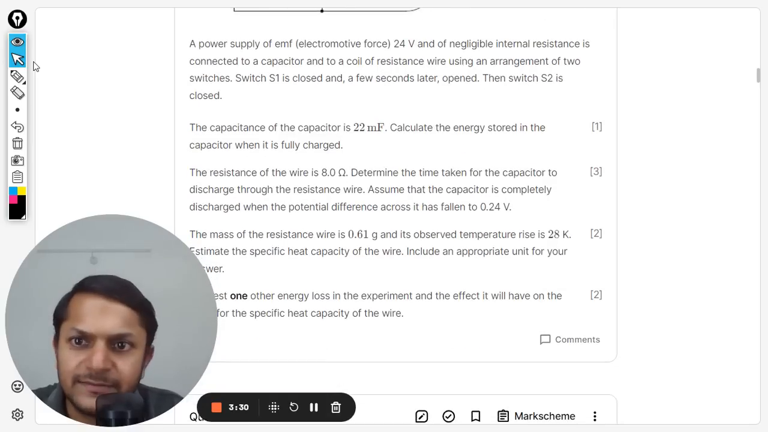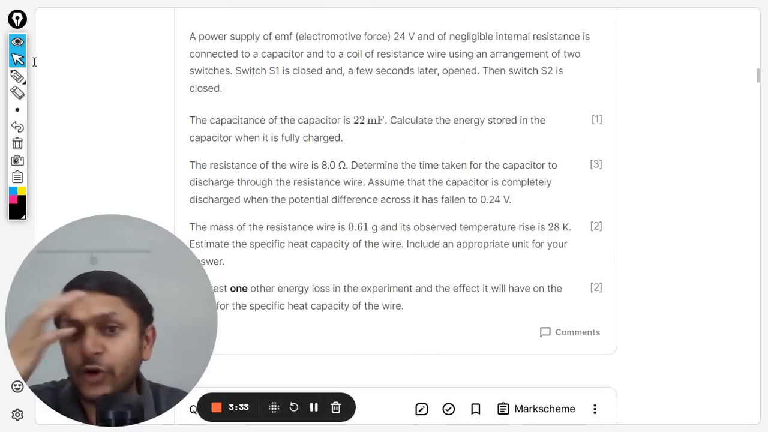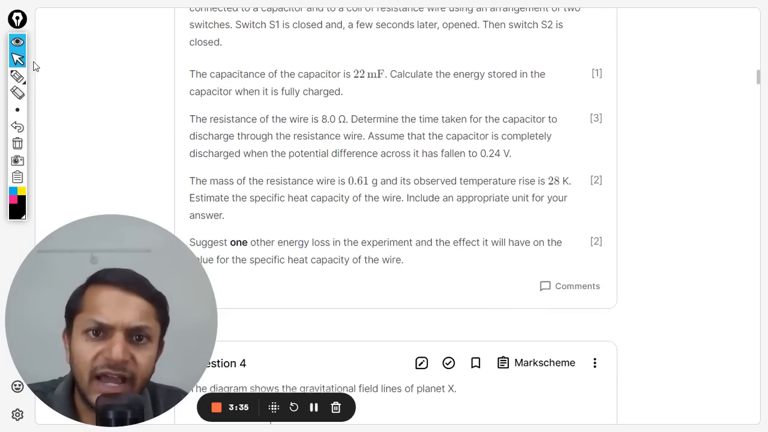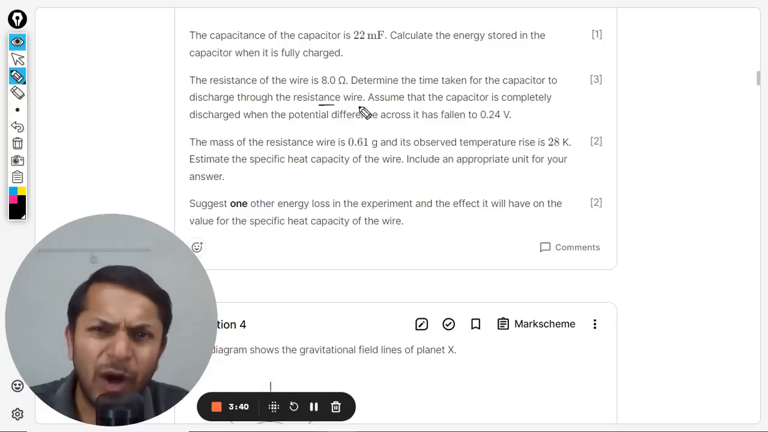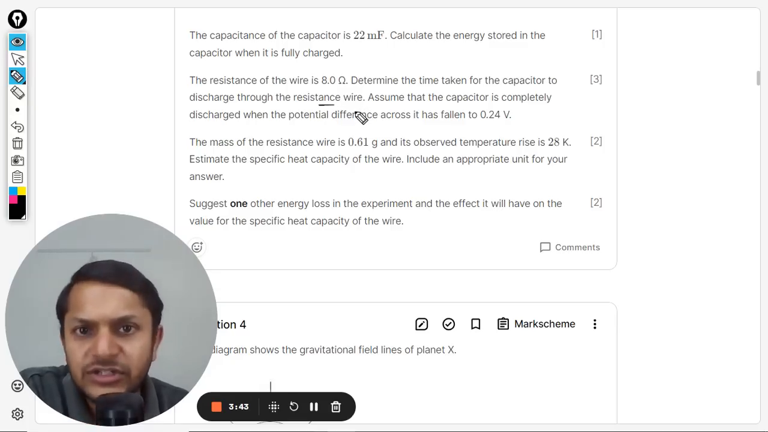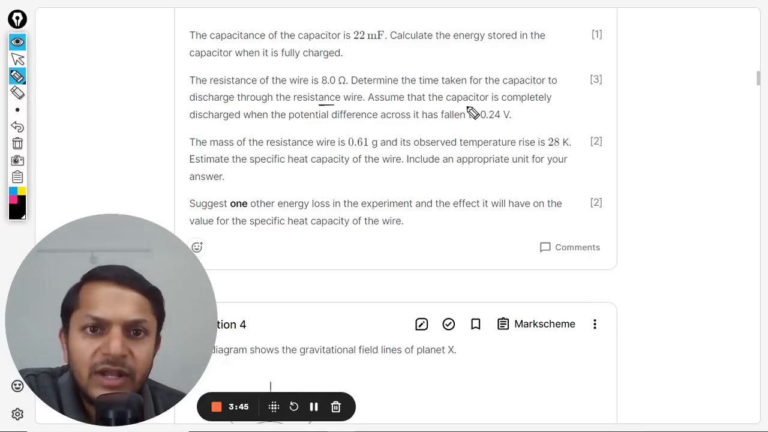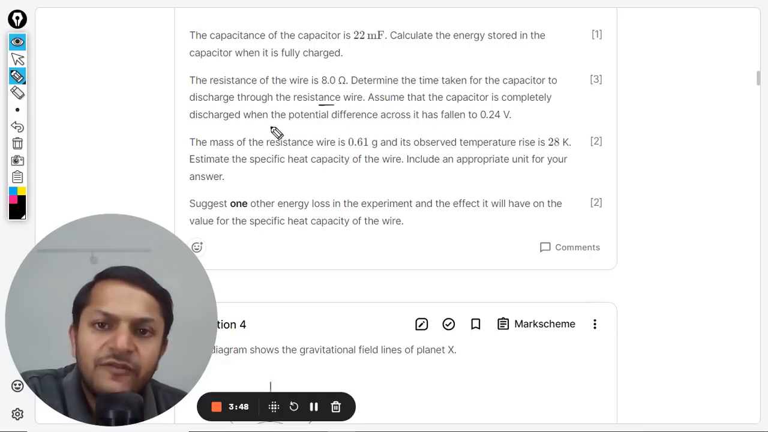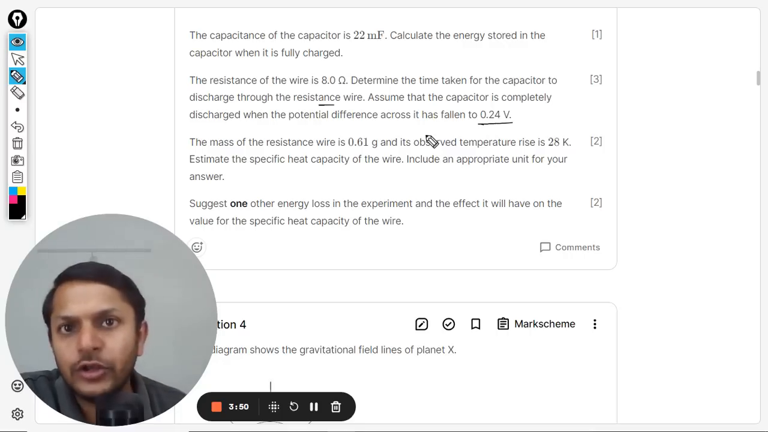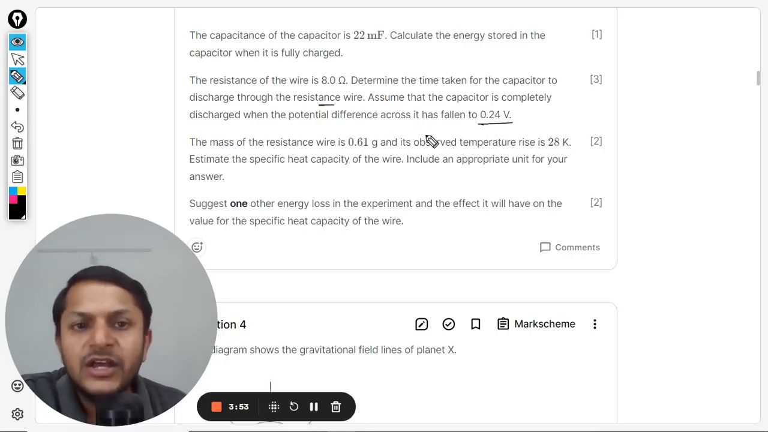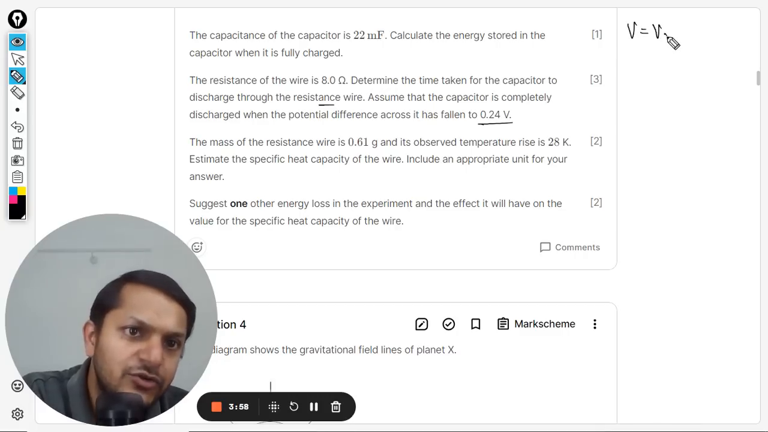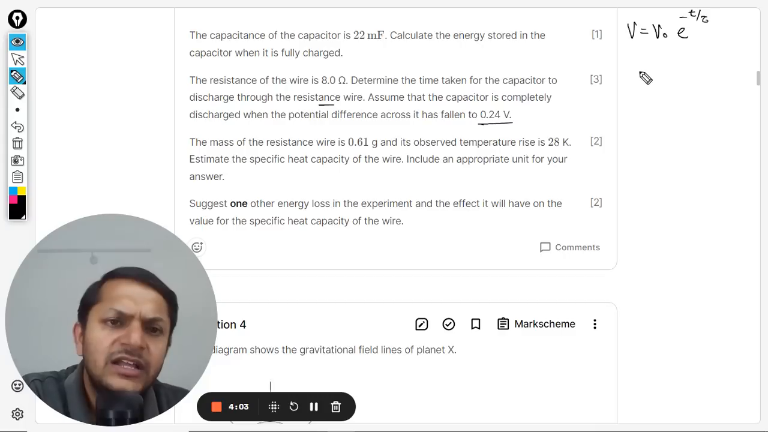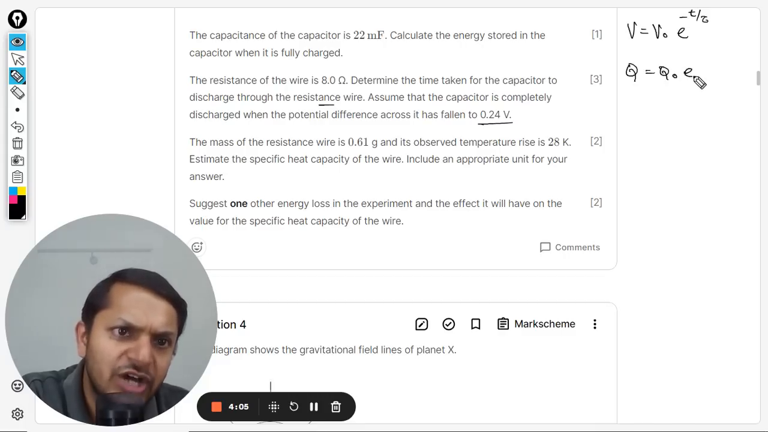The next question is, the resistance of the wire is 8 ohm. Determine the time taken for the capacitor to discharge through the resistance wire. Now we are talking about the time taken to discharge. Assume that the capacitor is completely discharged when the potential difference across it has fallen to 0.24 V. I think this formula is given in the data booklet also. V equals V naught e raised to power minus t by tau, where tau is the time constant. The same formula exists in the case of charge also.